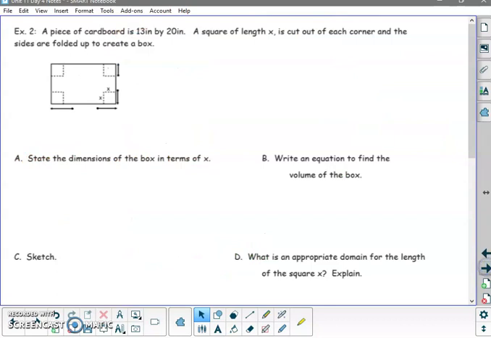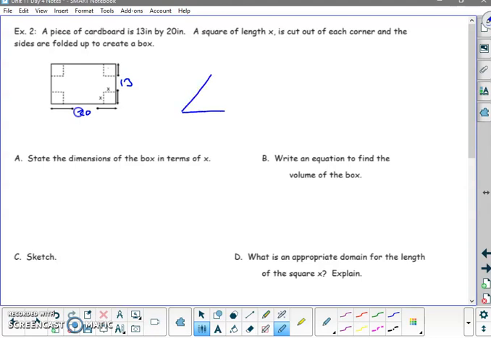Okay, let's move on to the next page. This is a great example right here. A piece of cardboard is 13 inches by 20 inches. So we've got a piece of cardboard here. That's 20 inches, and that's 13 inches. A square of length x is cut out of each corner, and the sides are folded up to create a box. So we've got something that sort of looks like this. And I know that dimension is x, because we're cutting out the squares, then we're folding the sides up.